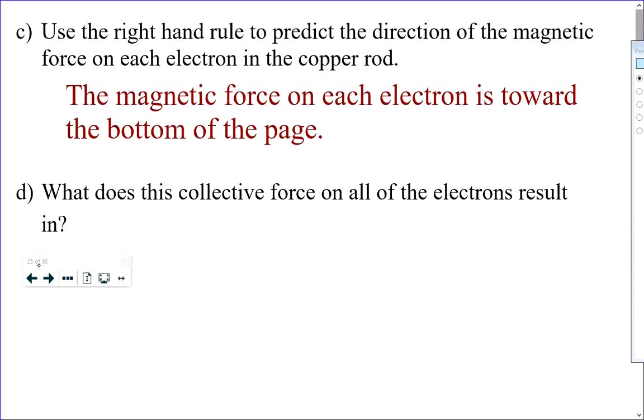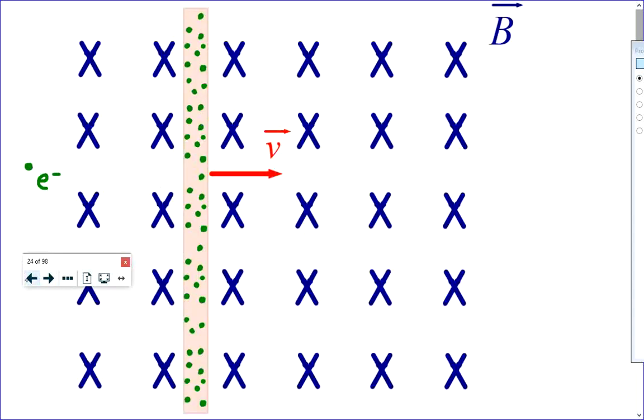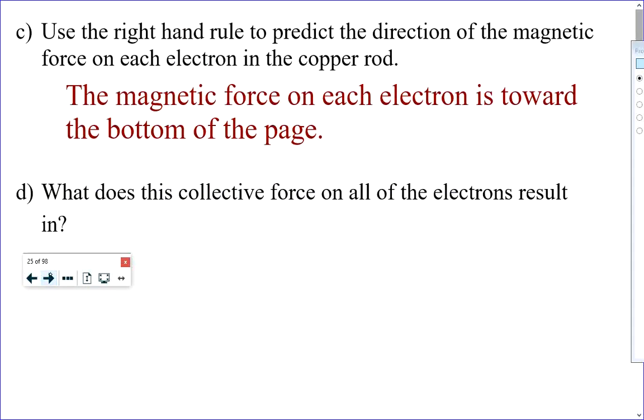Now let's get back to what Jack said. What does this collective force on all of the electrons result in? Well, it results in electricity. Can you be more specific? Electric current. And the answer is going to be no. I'm glad you said that, though. There is a shift of the charge, but there will not be a flow of charge. There will be no electric current. Can somebody explain why, when those electrons shift to the bottom of the page, you won't get a flow of charge?